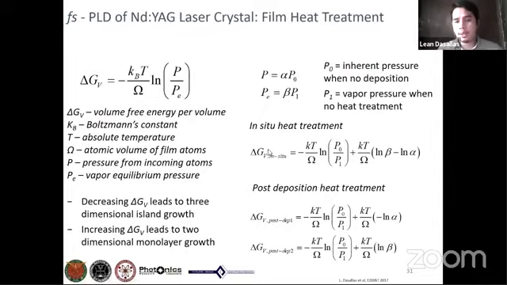Now, in the in situ heat treatment, we are applying heat treatment while we deposit the film. But when we do the post-deposition heat treatment, we have a two-step process. We first deposit the film, and then we apply the heat treatment. This difference in the application of temperature changes the overall behavior of the volume free energy. That's why we are able to see more island growth in the post-deposition heat treatment, mainly because the decrease in the free energy is greater compared to the in situ heat treatment.